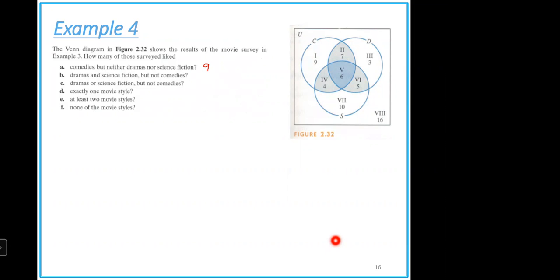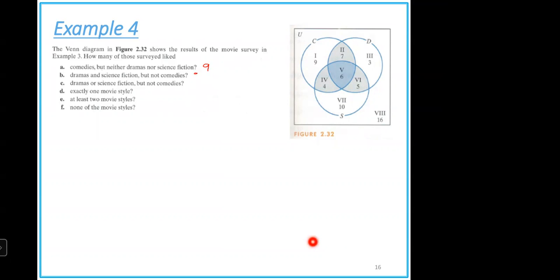Okay, drama and science fiction. So this is drama here. This is science fiction, but they want the persons who like drama and science fiction, but not comedy. So this 6 here represents those who also like comedy, but they don't want the people who like comedy. They just want the people who like drama and science fiction. So that would be this 5 right there, that's region 6.